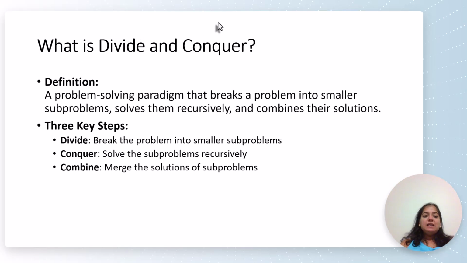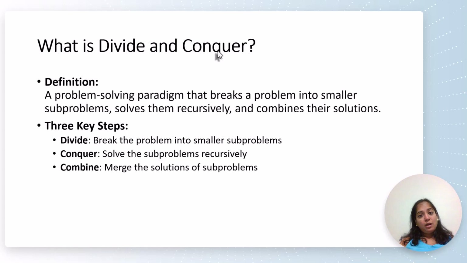It is basically a technique to solve a problem that breaks the problem into smaller subproblems, right? And we solve them recursively and combine their solutions at the end. So it basically involves three steps: divide, conquer, and combine. Divide is breaking the problem into smaller subproblems. Conquer is solving the subproblems recursively. And then combining the solutions of the subproblems is called combine.